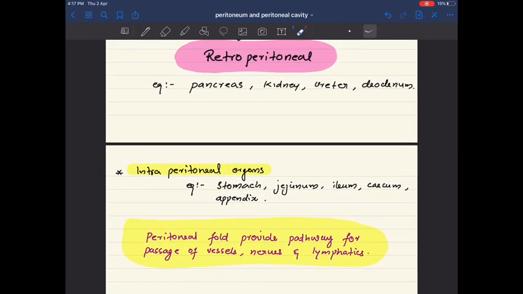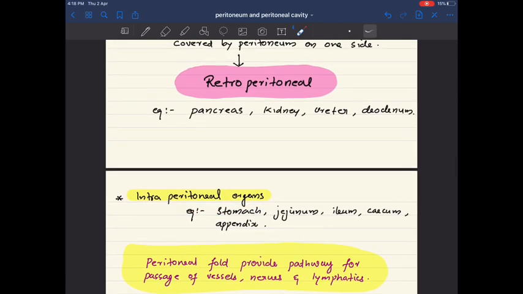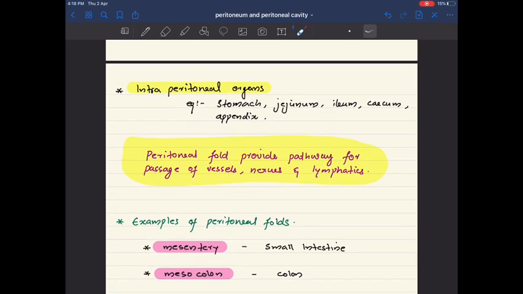Okay. Intraperitoneal organs means organs which are covered by peritoneum. We have discussed it. So see examples: retroperitoneal organs, pancreas, kidney, ureter, duodenum. So intraperitoneal, stomach, jejunum, ileum, cecum, appendix, all these are intraperitoneal organs. So one function of this peritoneum is this one.